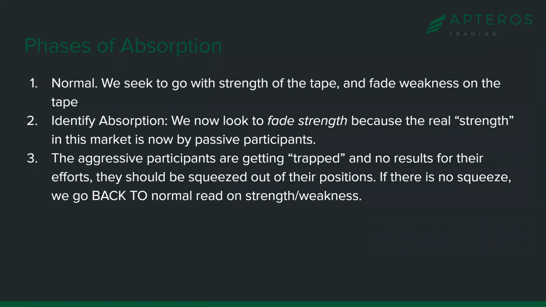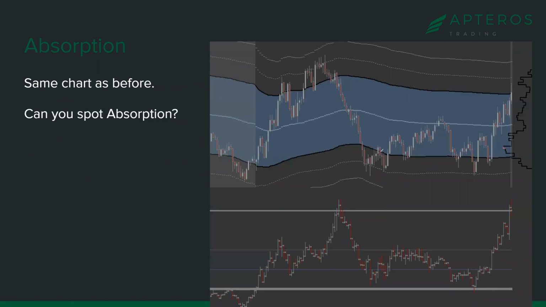Now, absorption doesn't always work out that way. So we start out with phase one, if you will, where it's what I've taught you so far. Look for strength and weakness. Let's go with strength. Let's fade weakness. Now, we go to phase two when we identify absorption. We're now actually fading strength, aka the aggressive participant, right? This is the strength. But in this case, I'm telling you, it's actually a short opportunity because of the strength getting no results.